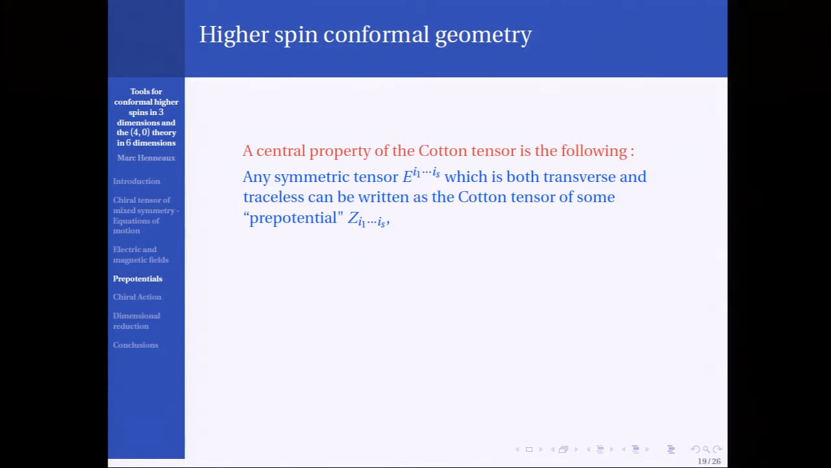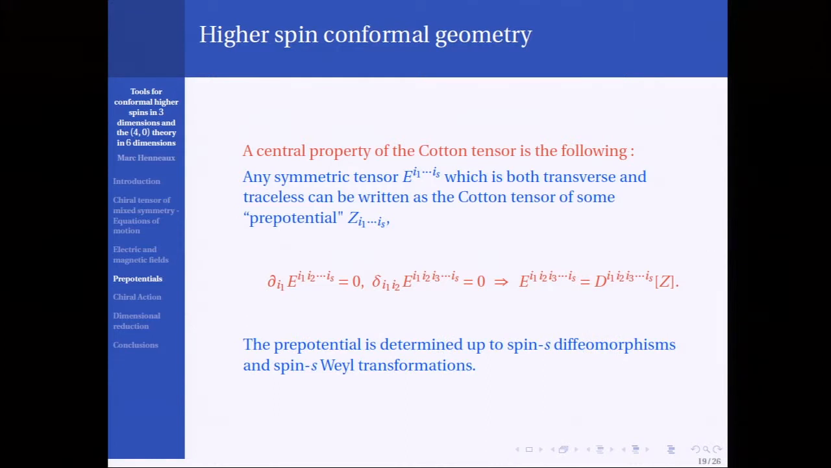So if you want to solve the constraint equation, which is actually what I want to do, which tells me that the tensor is traceless, that's how prepotentials will be introduced. So if you have a tensor E which has these properties, then it can be written as a Cotton tensor of some Z, which is determined up to what leaves this invariant, namely spin S diffeomorphism and spin S Weyl transformations.